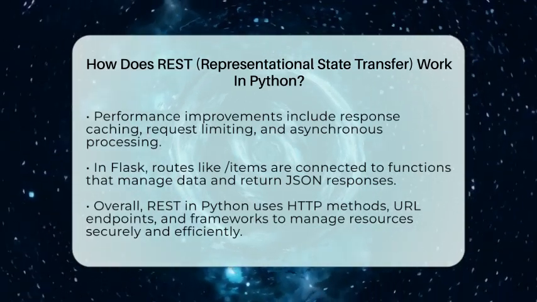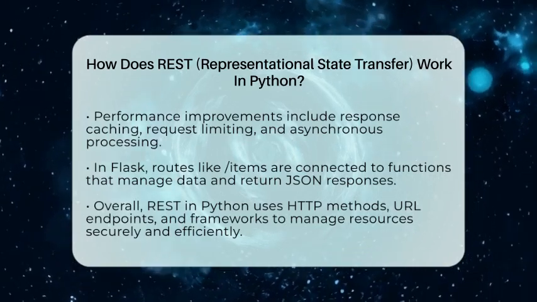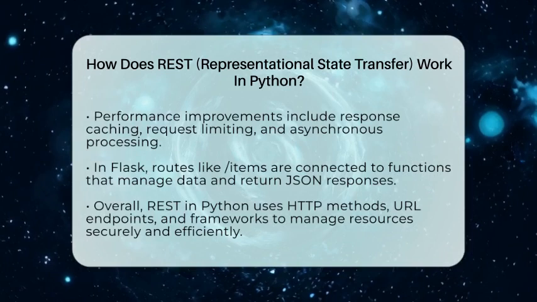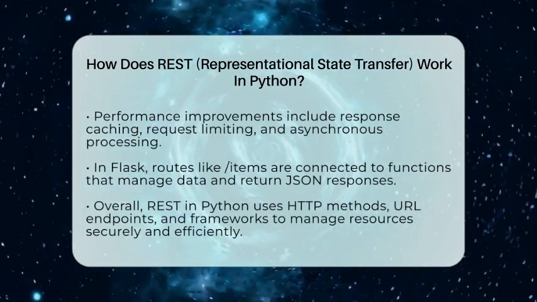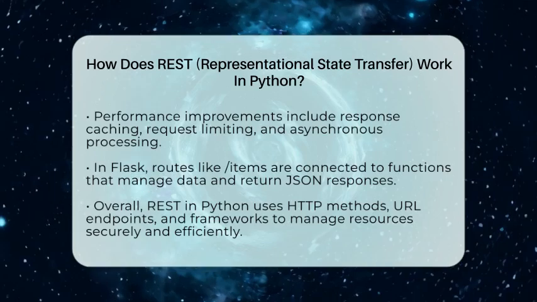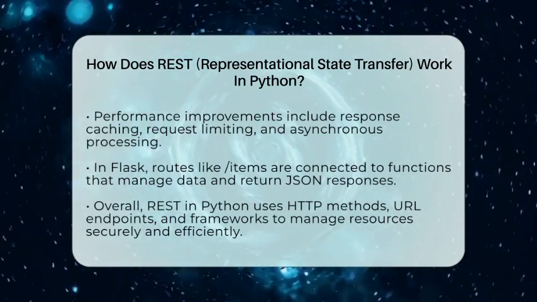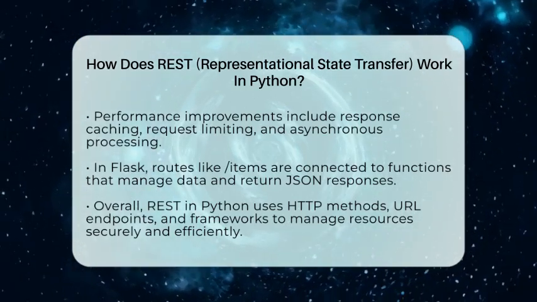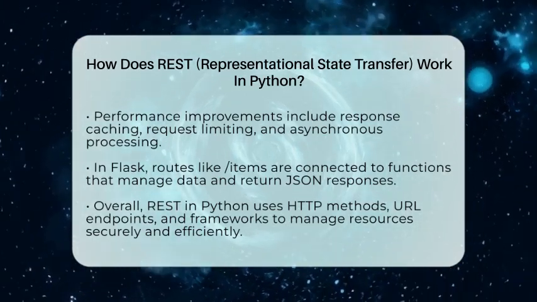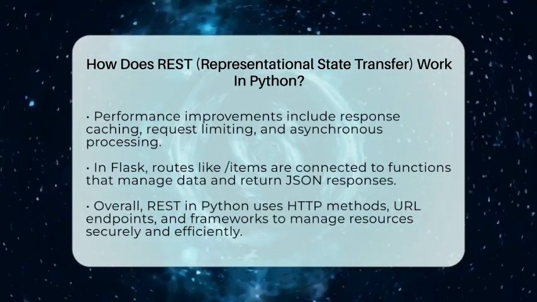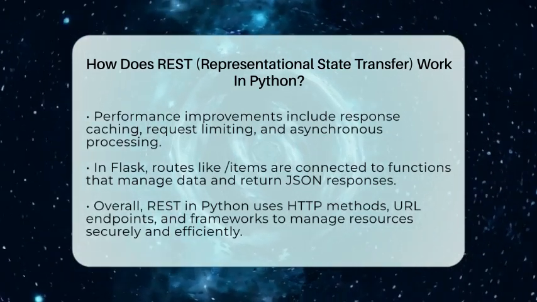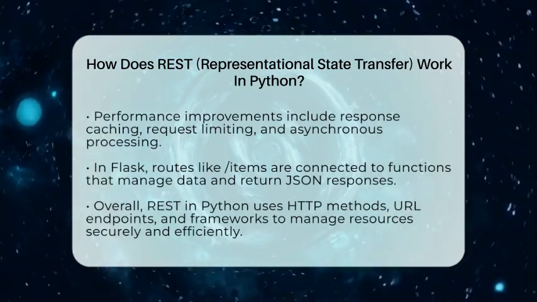For example, with Flask, you create routes like items to get a list of items or add new ones. Each route is linked to a Python function that handles the request and sends back JSON data. So, in simple terms, REST in Python works by using HTTP methods to manage resources through URLs, with frameworks providing tools to define these endpoints, handle data, and secure the system. This setup makes Python scripts powerful tools for automation, web interactions, and building web services.